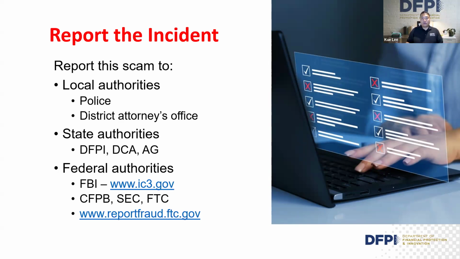And of course, there are state authorities like us, the DFPI. There's also the DCA, which is the Department of Consumer Affairs, and the AG, the Attorney General's Office. We also have federal authorities, things like the FBI. They have a website, ic3.gov, which is the Internet Crimes Complaint Center. You can always submit your reports of scams and fraud there. The CFPB, SEC, and the FTC have their own websites, but the one I like to highlight is from the FTC, the Federal Trade Commission.